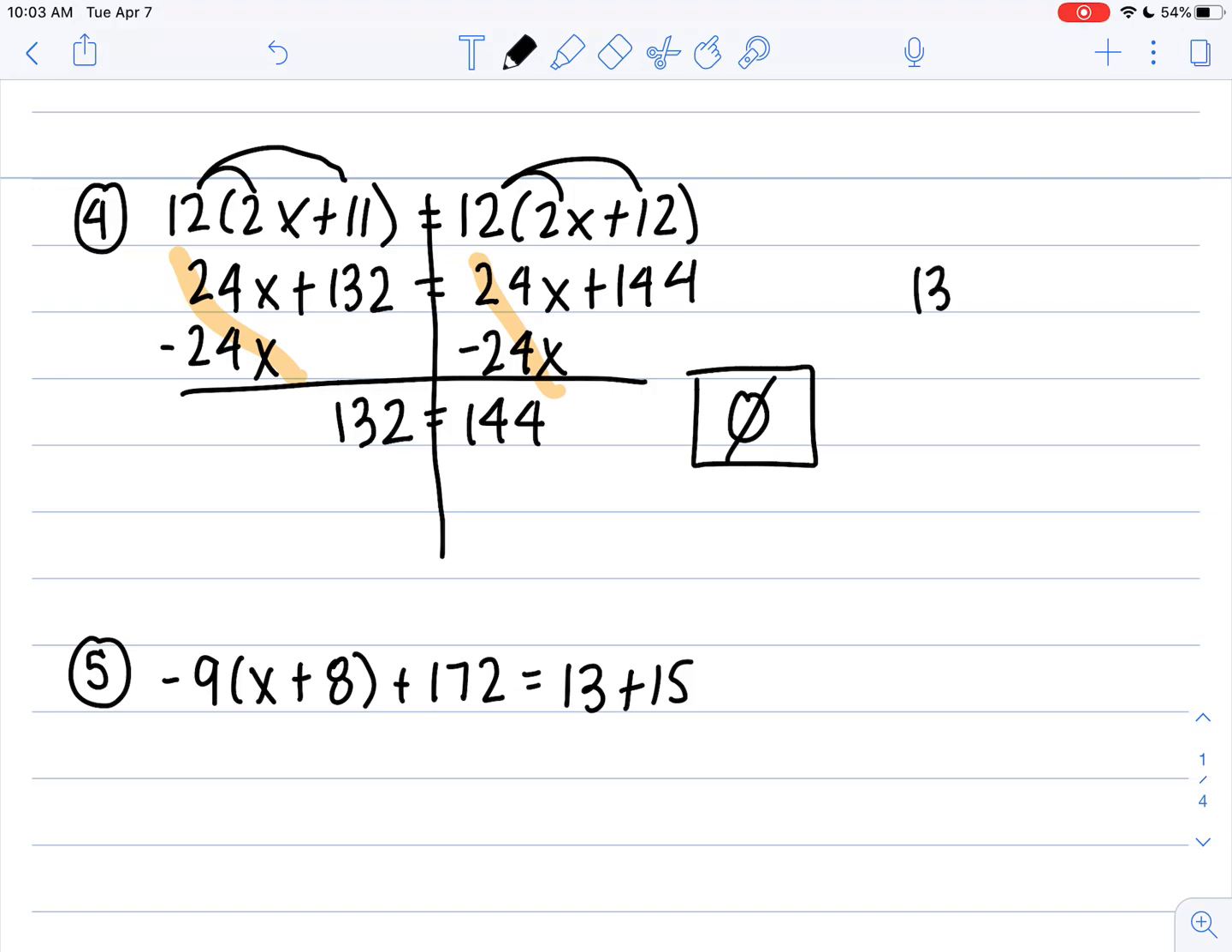Remember, if it was 132 equals 132, then it's going to be infinite solutions, right? So if that was your answer, it'd be infinite.